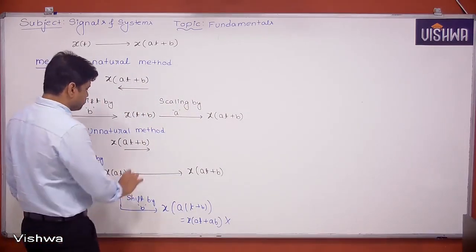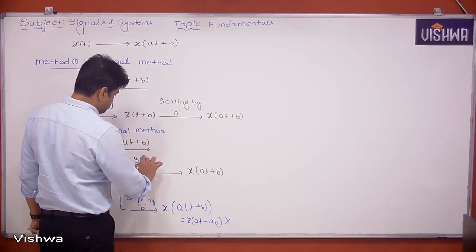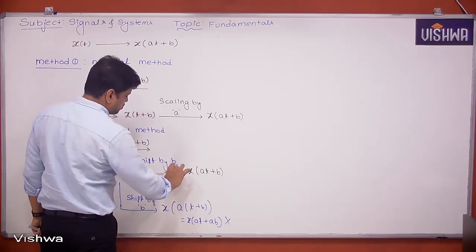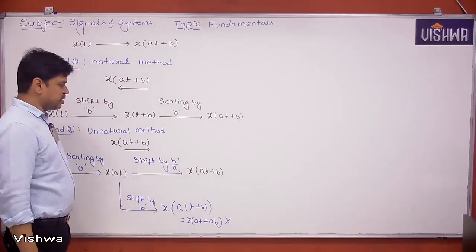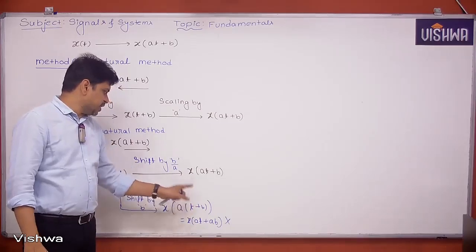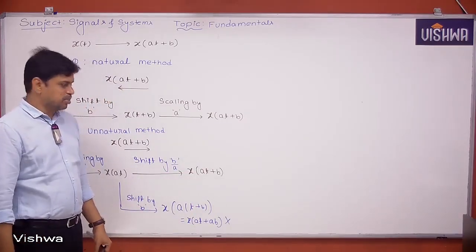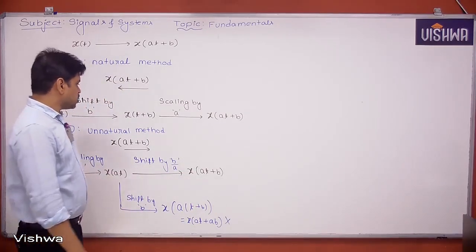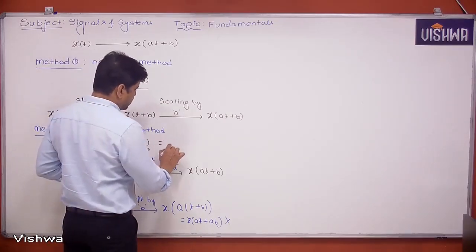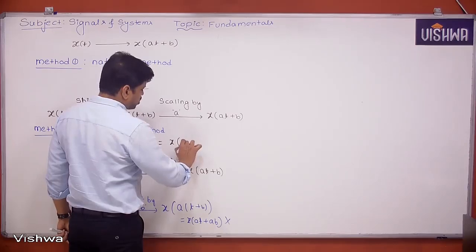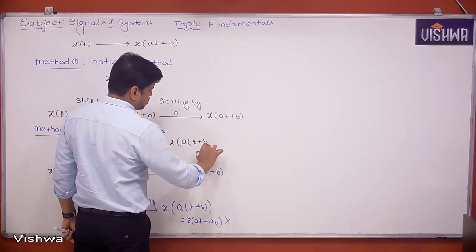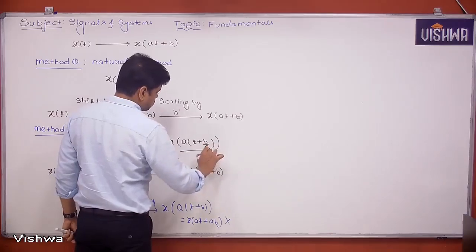Then what can we do? Shift by b by a. Then t gets replaced with t plus b by a. The a cancels with the b by a. Finally, we are going to get x of at plus b. So this is what we have to do. First we have to make the changes here. To apply the unnatural method, a has to be taken common, t plus b by a. This is the way we have to go.